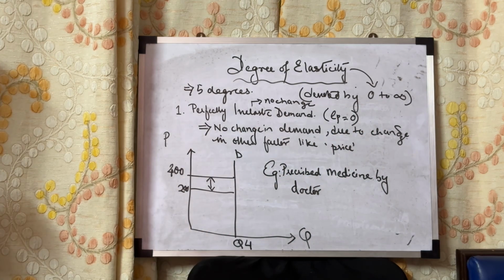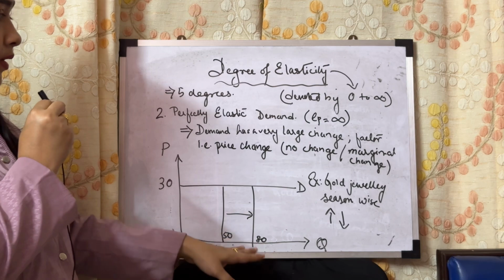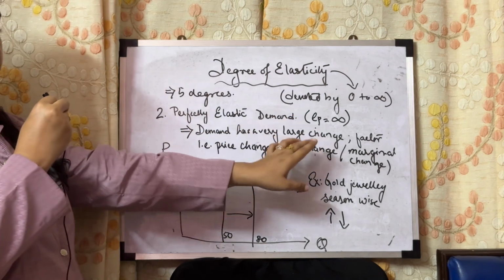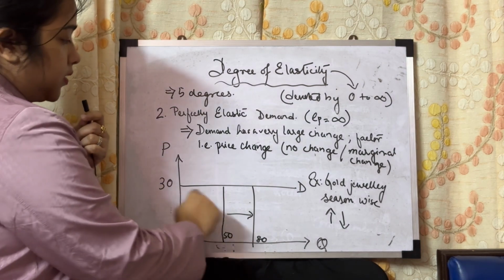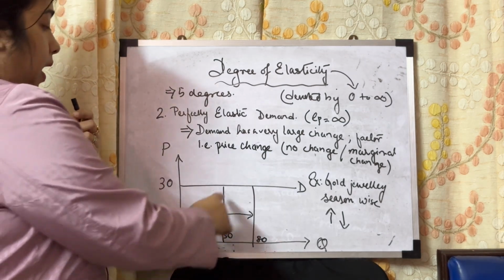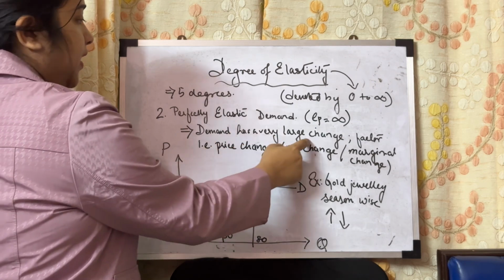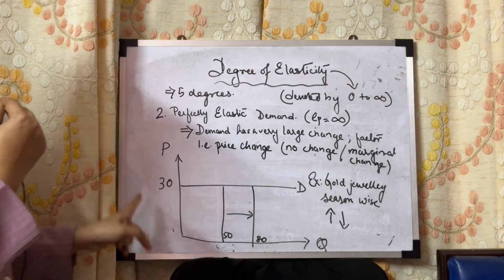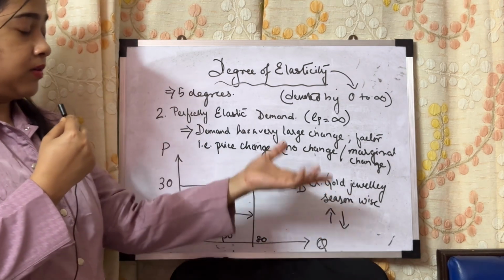Okay. Now we move on to perfectly elastic demand. The demand is changing at a larger scale than the price change. Perfectly elastic demand is denoted by an infinity sign. So why is it denoted by an infinity sign? Here demand is horizontal, so here price remains almost the same and the demand tends to change. Demand has a very larger change than the price. Here price doesn't change or marginally changes. So in this case we can see the example of gold jewelry, which changes according to season.